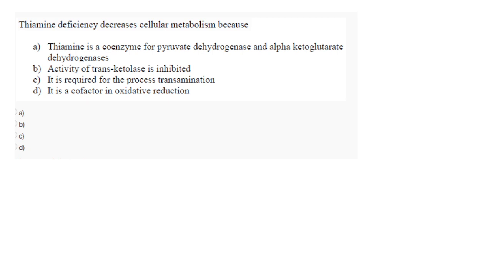Activity of transketolase is inhibited. It is required for the process of transamination. It is a cofactor in oxidative reduction. What is the correct answer here? D was the correct answer? It is a cofactor in oxidative reduction, sir. Option A is correct. Thiamine is a coenzyme for pyruvate dehydrogenase and alpha ketoglutarate dehydrogenase. Option A is correct here.